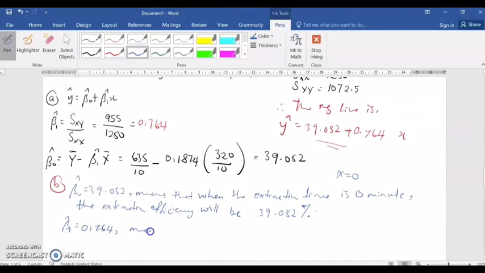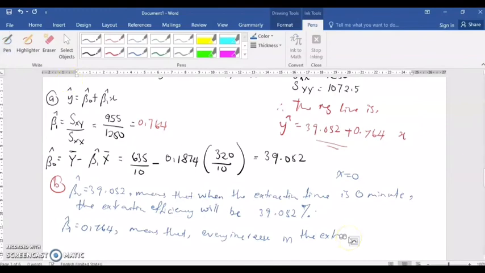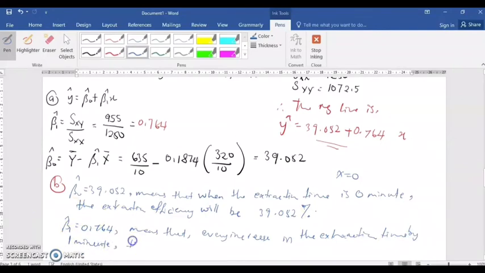The next one is beta 1 hat, which is 0.764. So it means that every increase in the extraction time by 1 minute, the extraction efficiency will increase by 76.4.